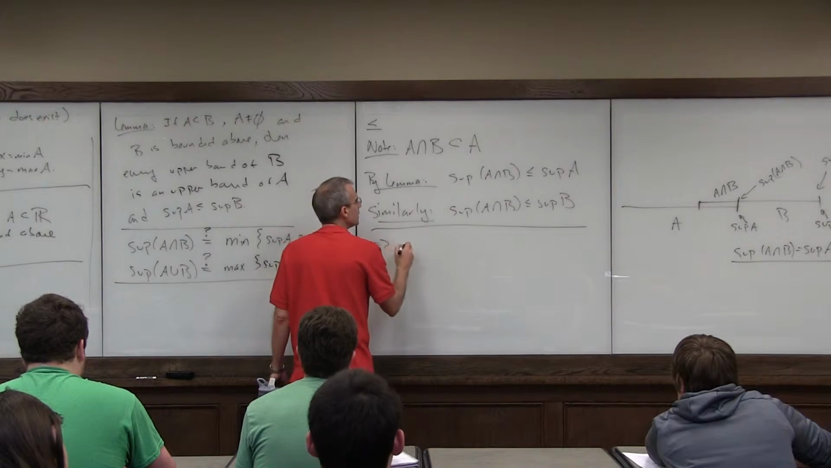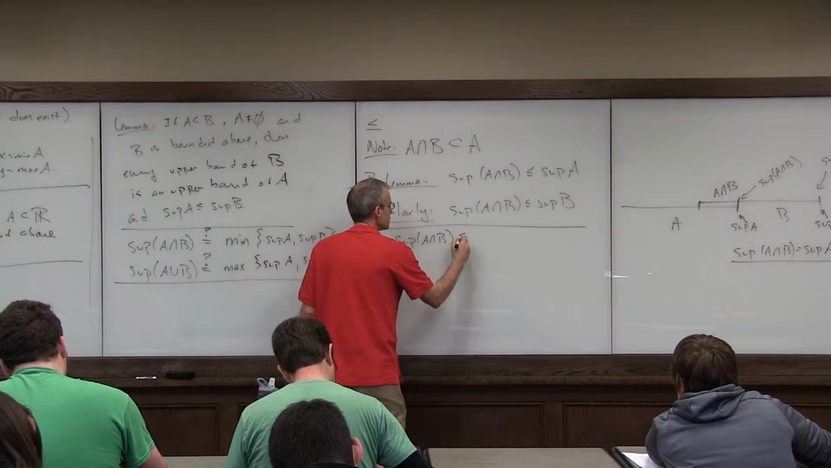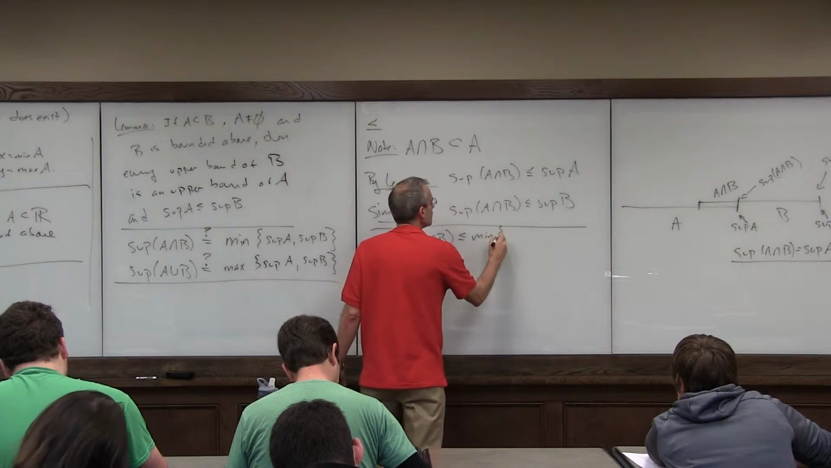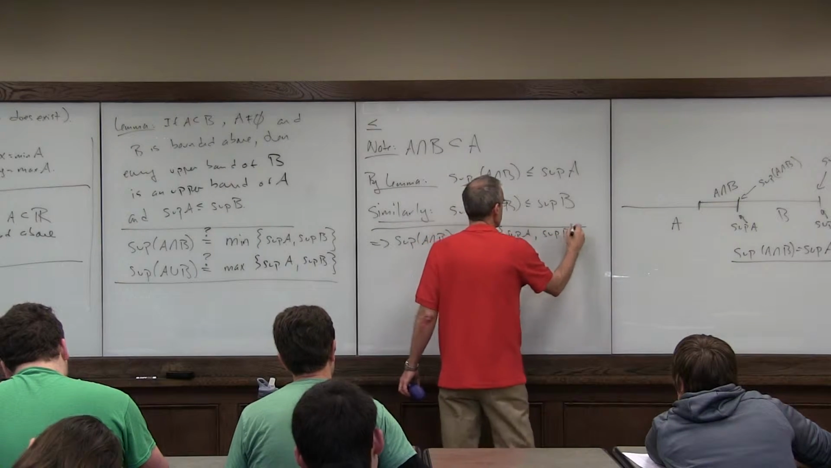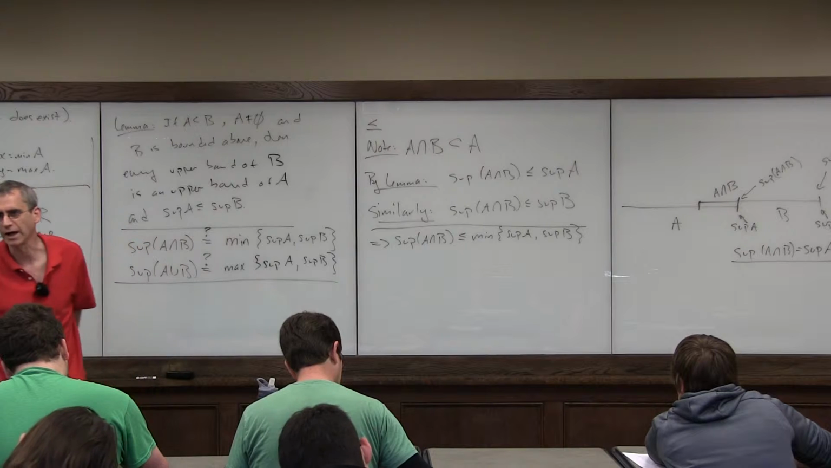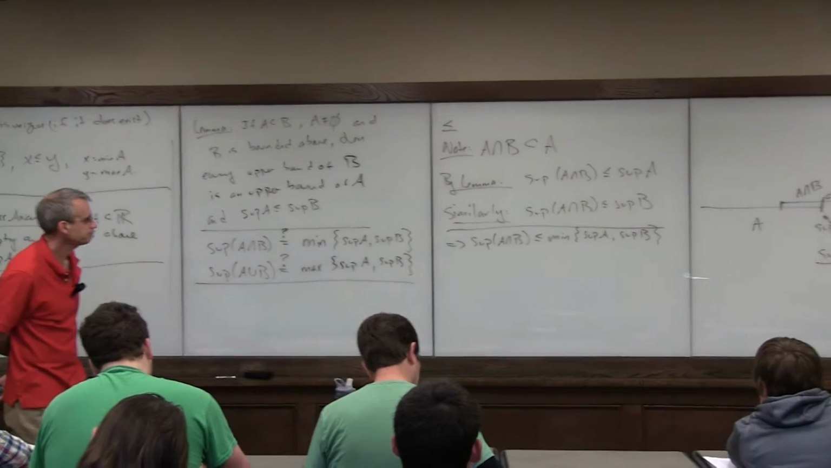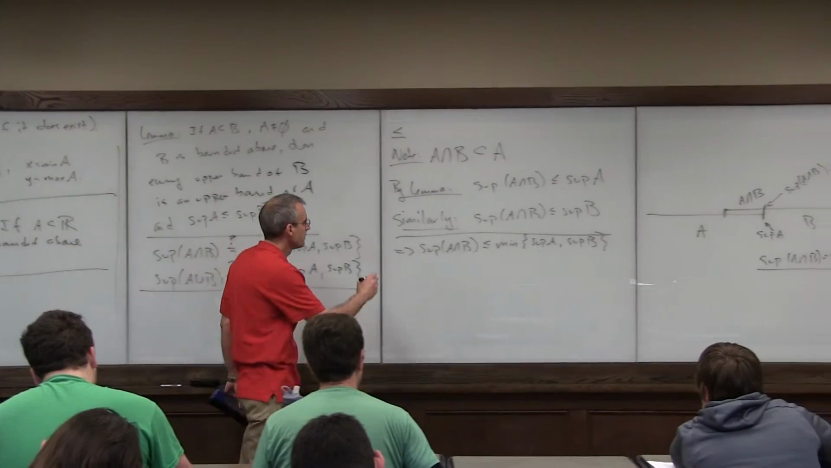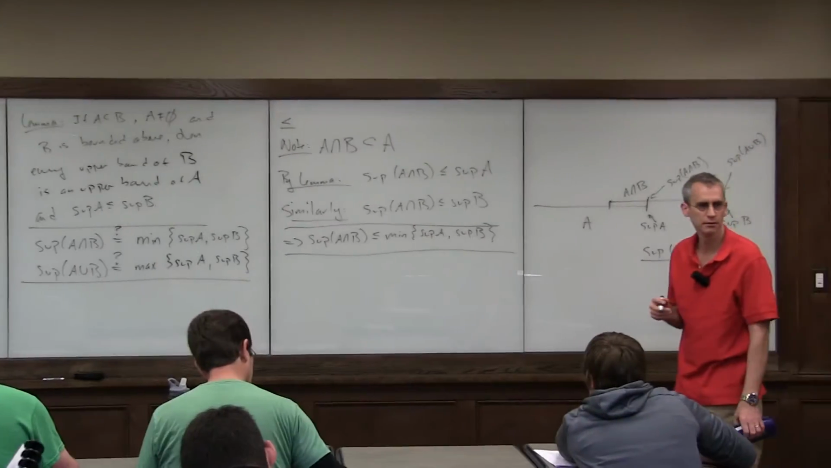So this tells us that sup of A intersect B is less than or equal to the minimum of sup A and sup B because it's less than or equal to both of them. So whichever one is the minimum, you got it, right? Questions about that direction?